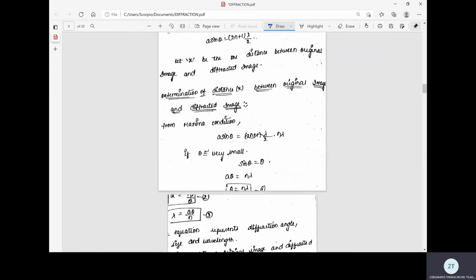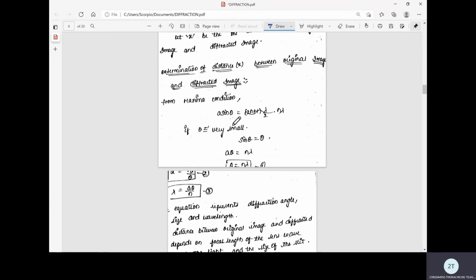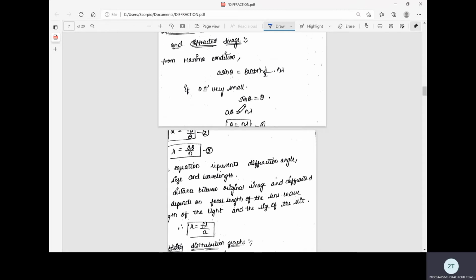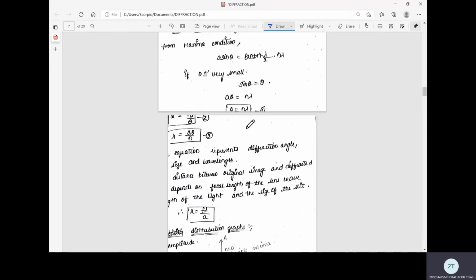So now let's determine the distance x between this original image and diffracted image. Before, we derived that a sine theta equals n lambda for the maxima condition. In this condition, theta will be very small. As theta will be very small, we can approximate sine theta to the value theta itself. So substituting sine theta as theta in this equation, we get a theta equals n lambda, and from that we get lambda equals a theta by n.